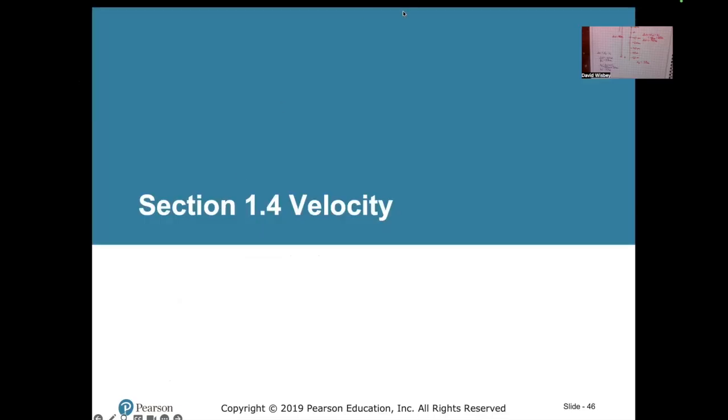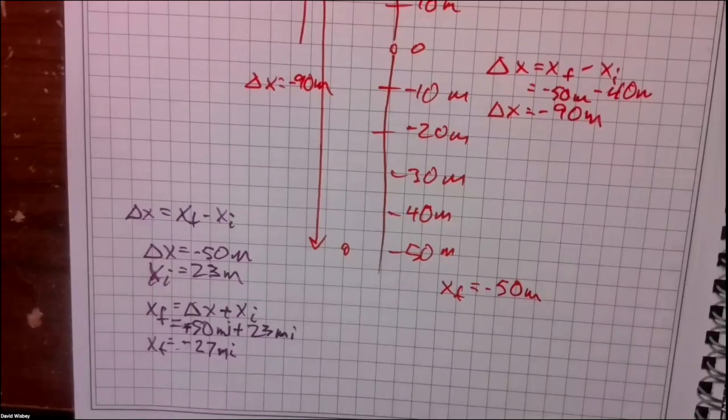All right, that is the end of section 1.3. So watch section 1.4 after that.